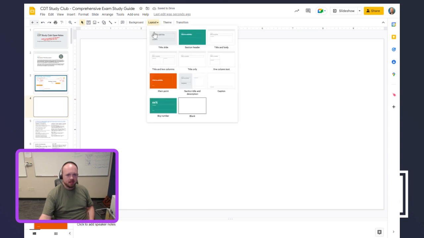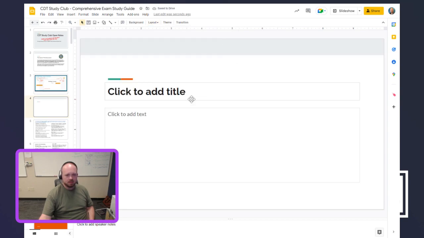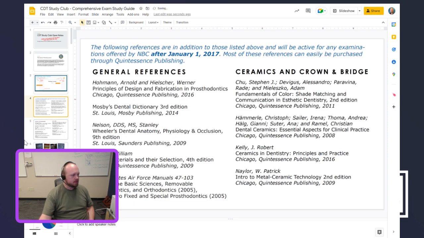If I have a slide and I want a different layout, I can just simply click layout up here and I can select a different type, and that changes my format. So those are things that you need to know. I'm going to go ahead and delete this, and I'll probably do that again. That seemed to work pretty well. I'm going to do that again.